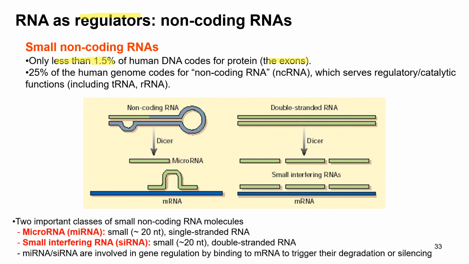About a quarter of these have been found to code for non-coding RNA, or ncRNA for short, which have functional properties either in catalysis, like the transfer RNA and the ribosomal RNA that we learned about, as well as regulatory roles. There are two important classes of small non-coding RNAs that are both around 20 nucleotides in length. The first one we have here is the microRNA, or miRNA for short.